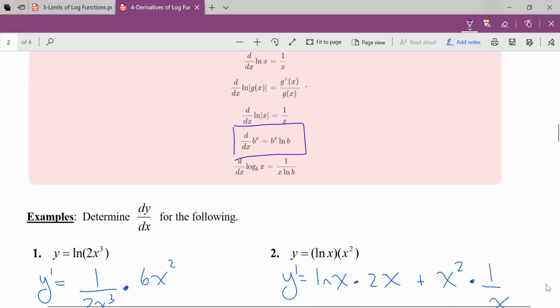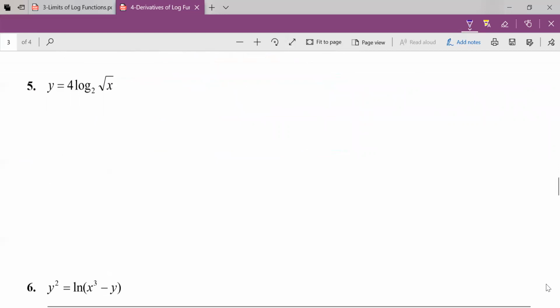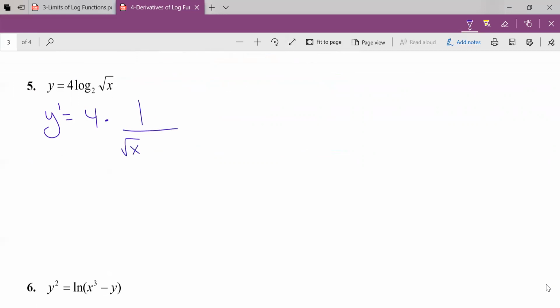So I come back up here, and it's this one. It's a logarithm. So here we go. The derivative of log base b of x is equal to 1 over x ln b. So let's try it. So this will be y prime is equal to 4. That's a constant. That's not getting in our way. Okay. 1 over the square root of x, natural log of 2.